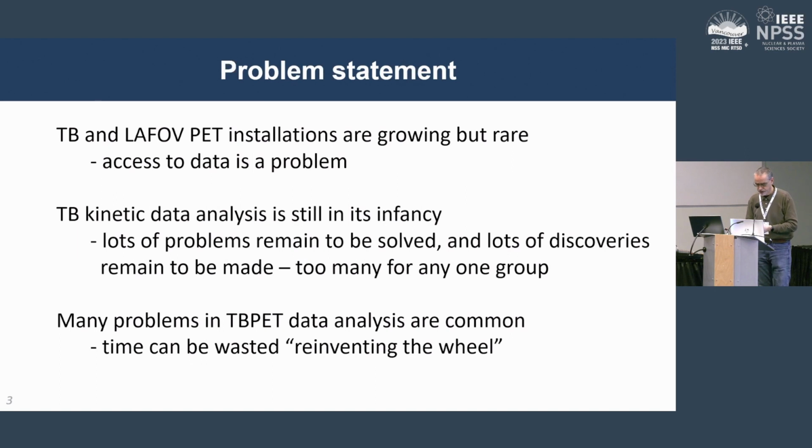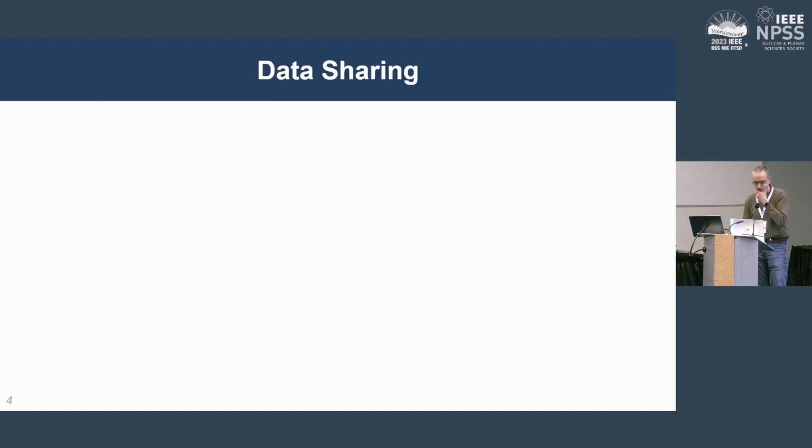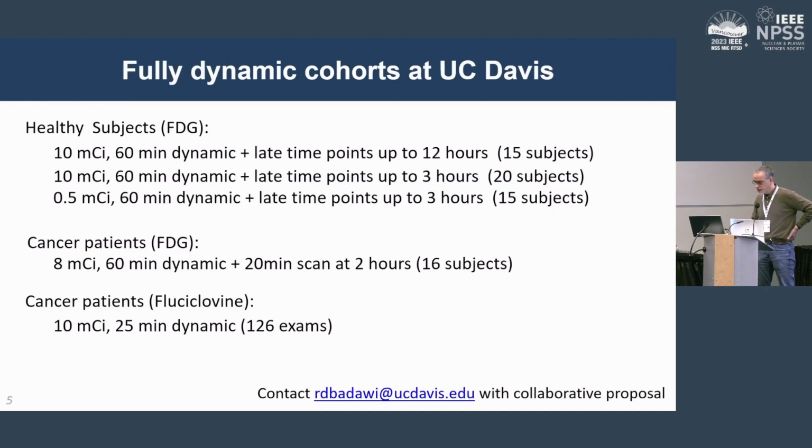Okay, so I'm going to start talking a little bit about data sharing. This is something that we thought about very early on when we started with the first total body PET scanner in the US, what we were going to do with this data. So we've got a whole bunch of data sets that we could share with varying degrees of complexity. The very first cohort that we acquired was just a healthy subjects cohort, actually, and that has proved to be a very, very rich data set. Lots of people are interested in it.